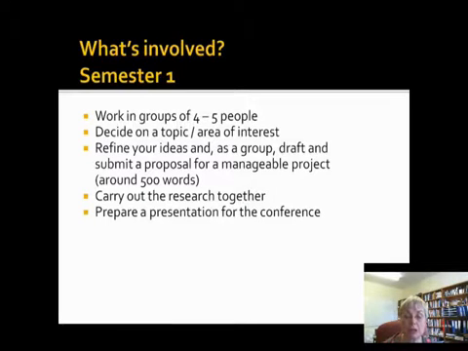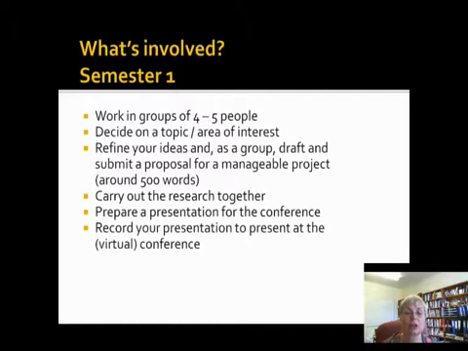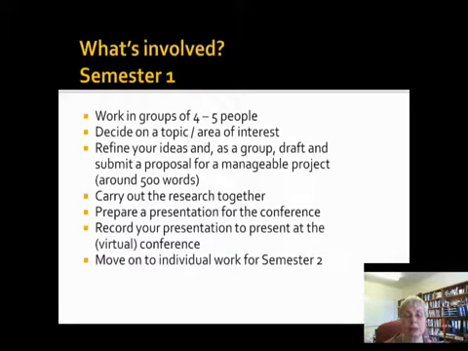You'll prepare your presentation to show to the others, and we're calling this a conference. Not everyone will be able to be in the same place at the same time, but somehow we'll manage a virtual conference so that people can see the fruits of each other's labour and respond to those. And again, somehow you will need to make this presentation recorded and archived, and we'll say a bit more about how that'll work on Friday morning. And then you have the vacation to relax a little bit, and you start on your individual project in semester 2. You can be thinking about it over the Christmas vacation.